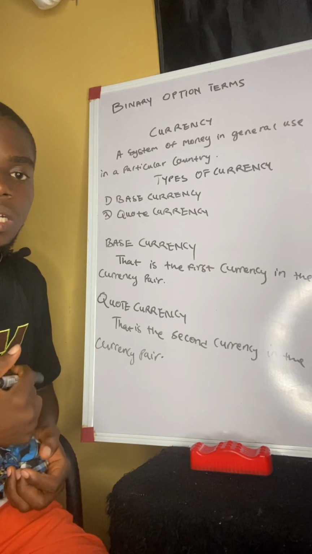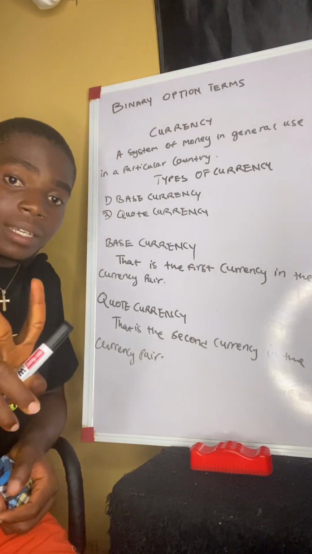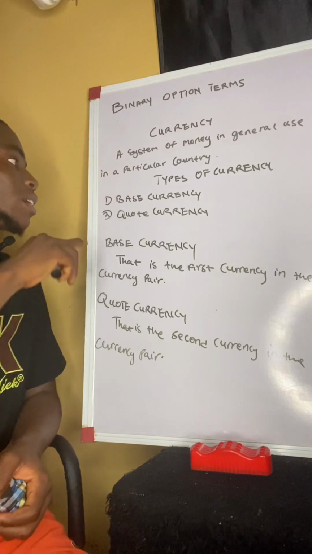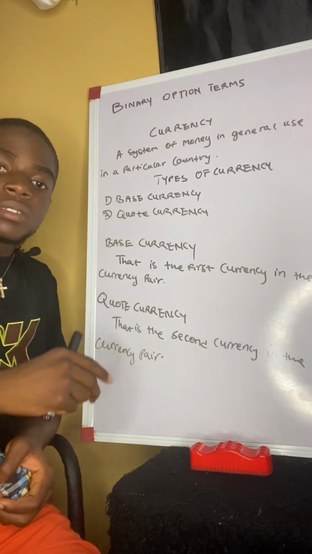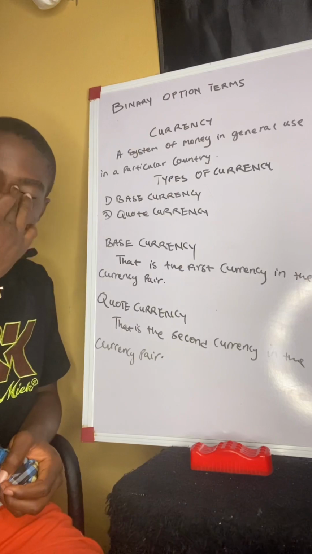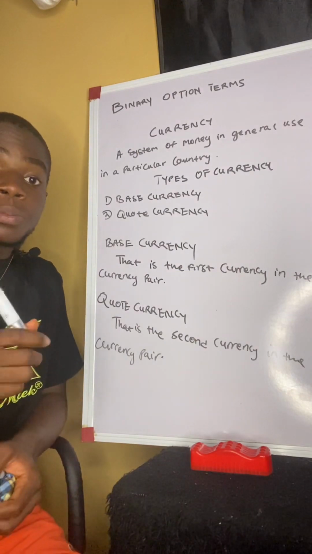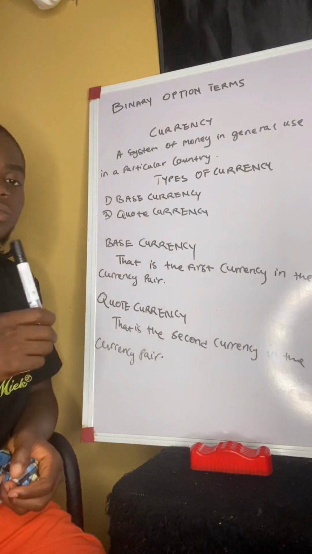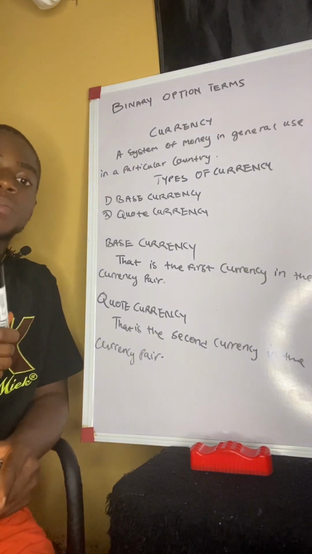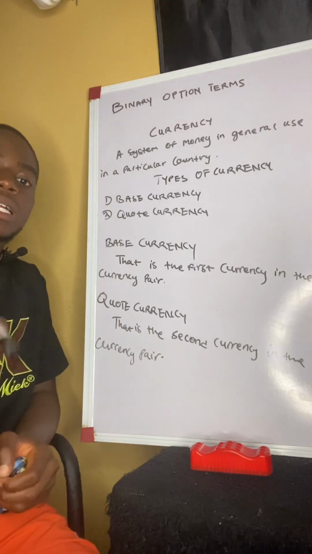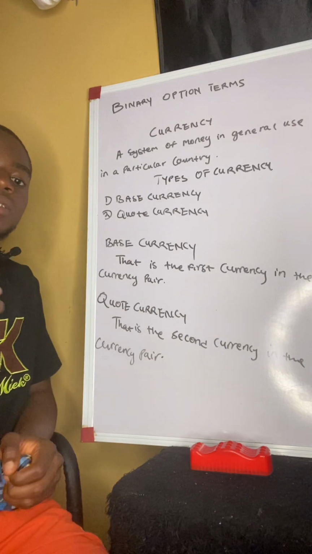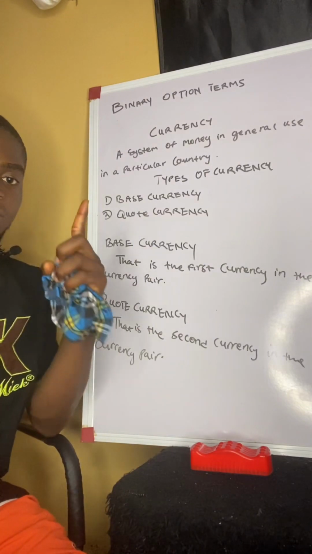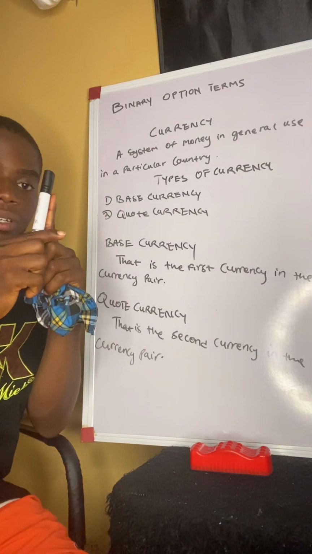You have the base currency and the quote currency. I told you guys about the currency pair in our first term. That currency pair contains 2 currencies. For example, you say the USD JPY, the Euro CAD. Let's use, for example, the USD JPY, that is the dollar and the Japanese currency. This is the USD and this is the JPY right now.